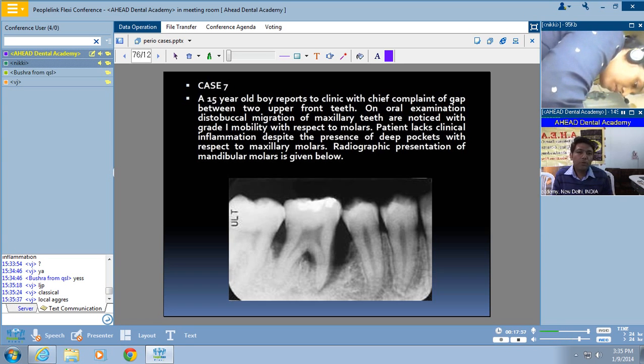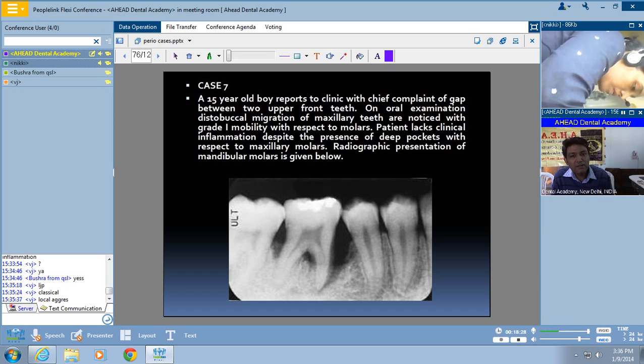A 15-year-old boy reports to the clinic with chief complaint of gap between the upper two front teeth, which is pretty pathognomonic because you have destruction of bone in that area. On oral examination, distal buccal migration of maxillary teeth is noticed. Of course, they will flare up. So that will be a buccal direction flare up and a distal direction flare up. So distal buccal migration. And with grade 1 mobility with respect to molars, with the kind of bone loss you have over here, of course, you'll have slight mobility also.